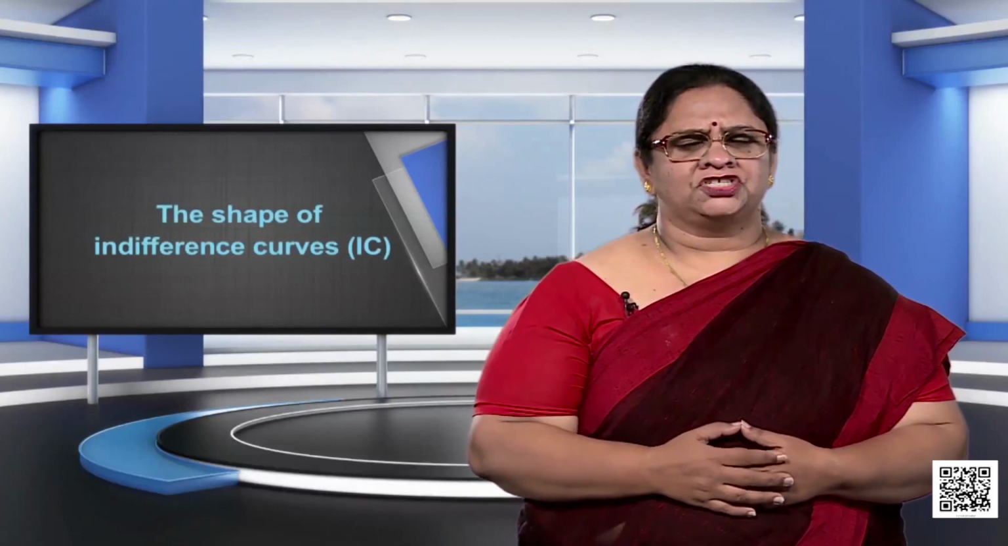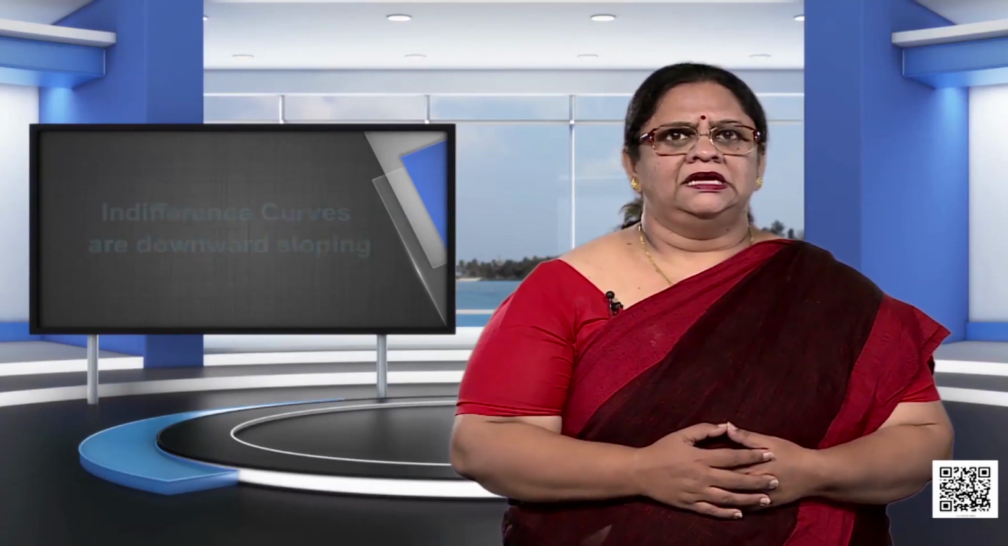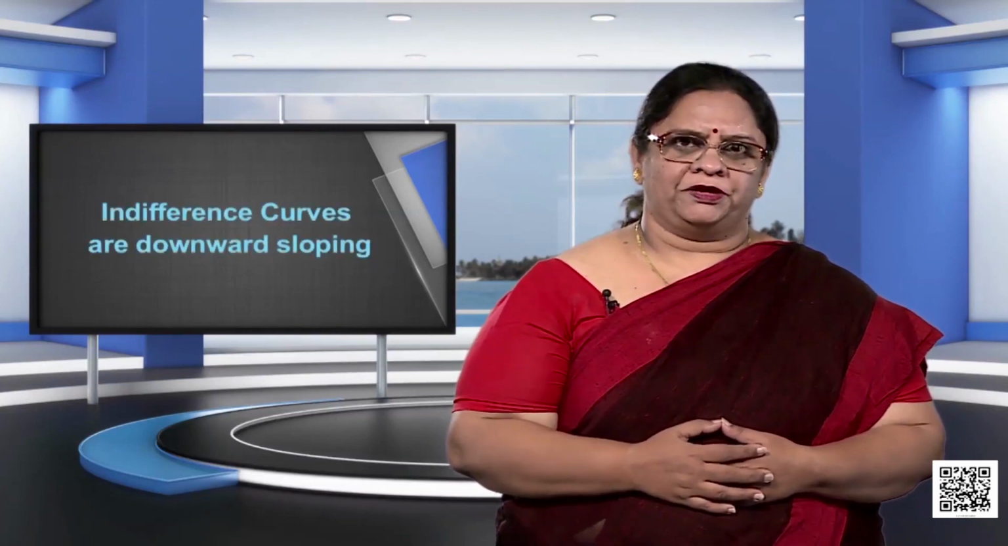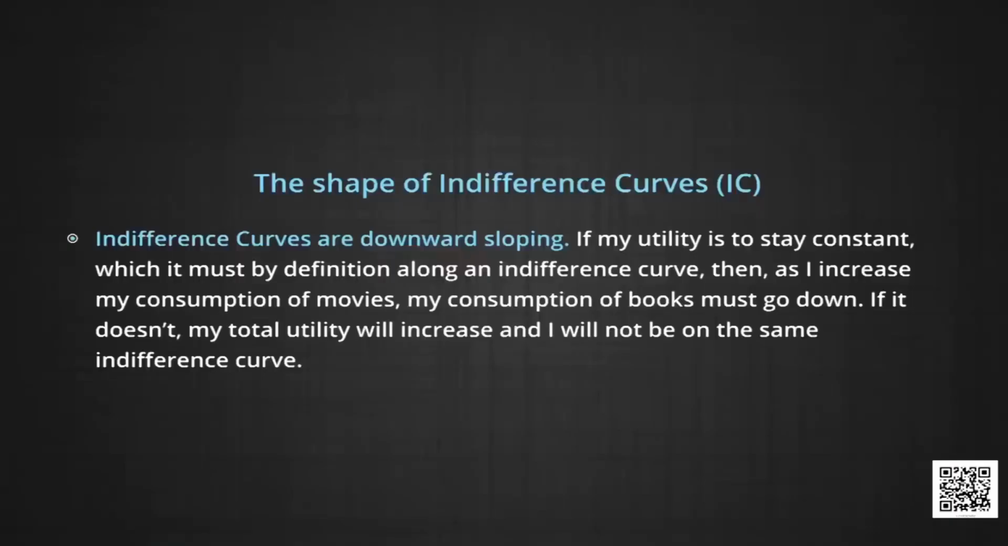What can we say about the shape of indifference curves? 1. Indifference curves are downward sloping. It is easy to see why this is so. If my utility is to stay constant, which by definition it must along an indifference curve, then as I increase my consumption of movies, my consumption of books has to go down. If it doesn't, my total utility will increase and I will not be on the same indifference curve.